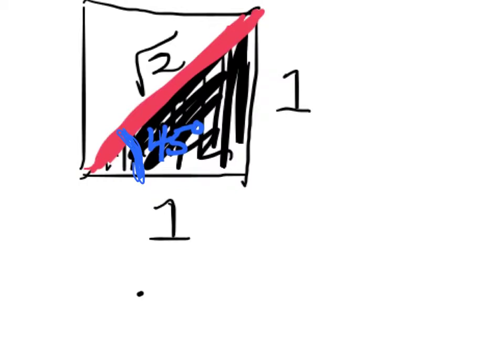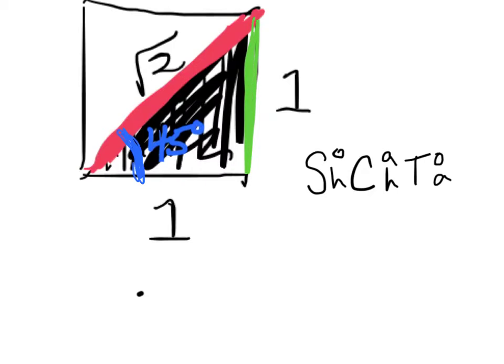All right, remember this thing, SOHCAHTOA? Sine is opposite over hypotenuse. Cosine is adjacent over hypotenuse. Okay, good. So the opposite here to the angle is going to be the green, and the hypotenuse is the red.